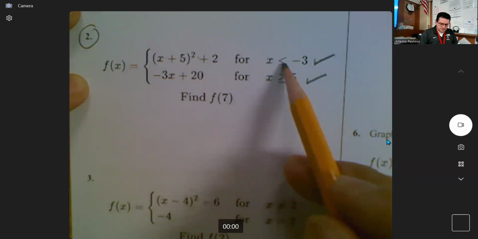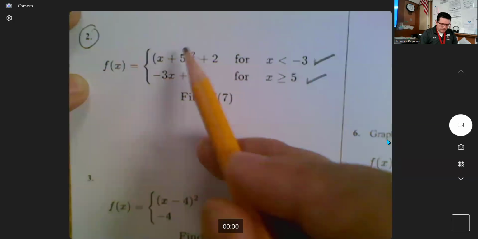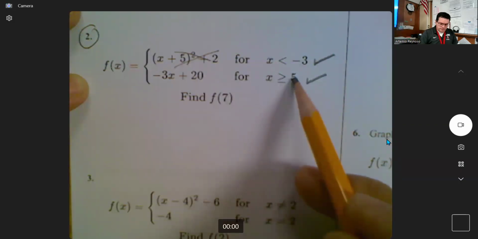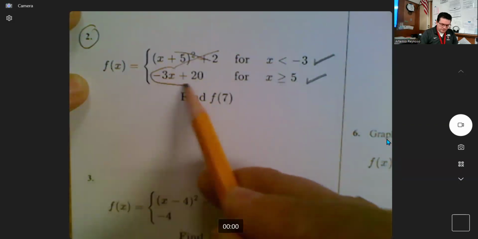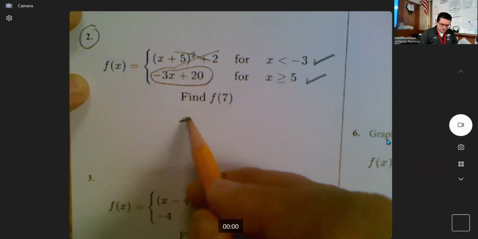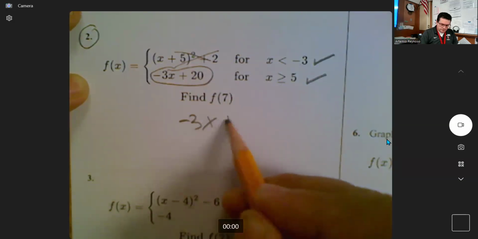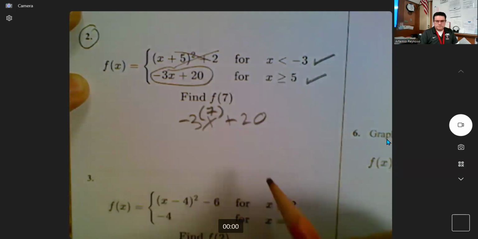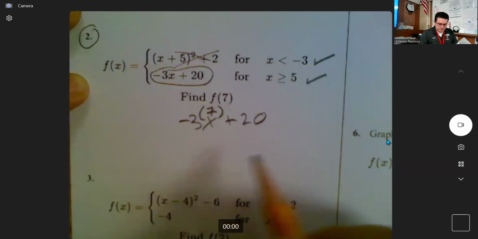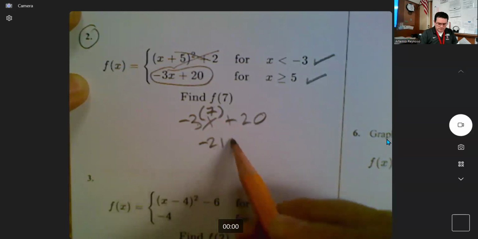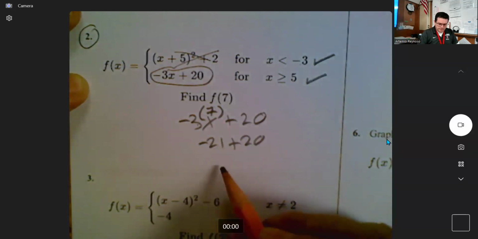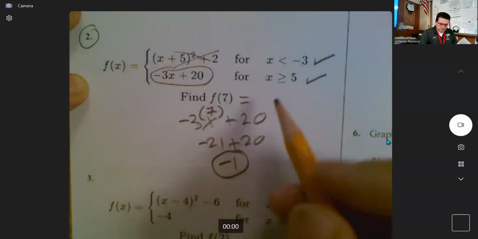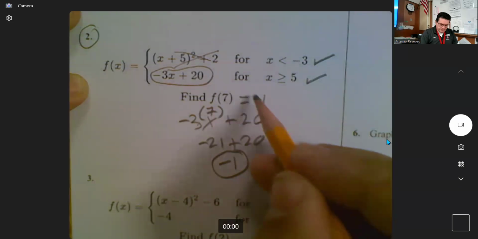Is 7 less than -3? Nope, I'm not using this one. Is 7 greater than or equal to 5? Yes, this is the function that I'm using. So -3x plus 20 is the function that I'm using. I will substitute the value of 7 into the x. So -21 plus 20, I get -1. So the value of the function at 7 is -1.